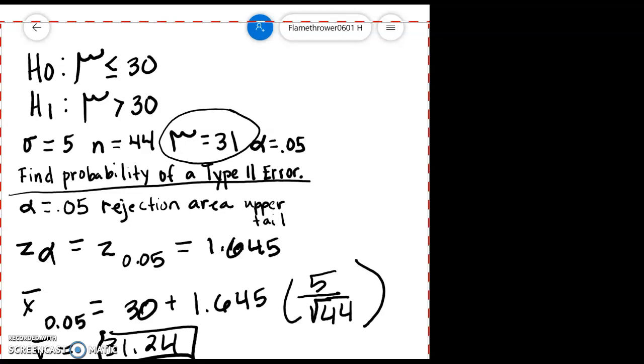So the probability of committing a type 2 error would be 0.6255. And let's go over what a type 2 error is one more time. A type 2 error is when the null hypothesis is not rejected when it is false and should have been rejected. So we didn't reject the null. The probability of not rejecting the null when we should have rejected the null would be 0.6255.